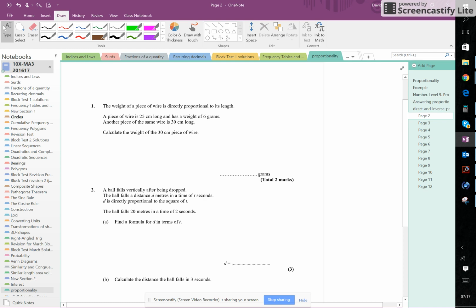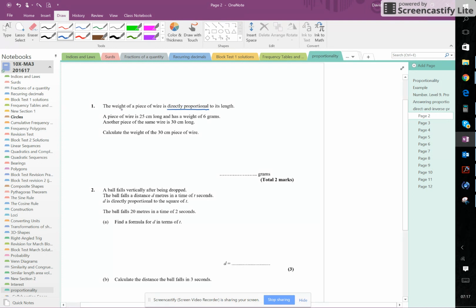Okay, here's another question on proportionality. So let's read the question. The weight of a piece of wire is directly proportional to its length. Remember, we always need to start off by writing a proportionality statement. It's direct proportion, not inverse proportion.